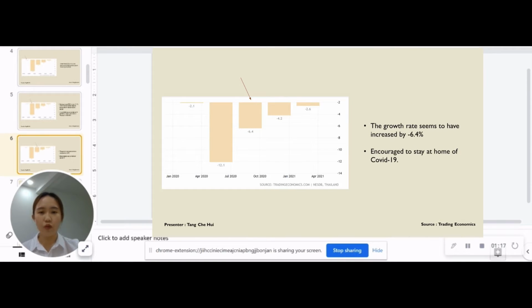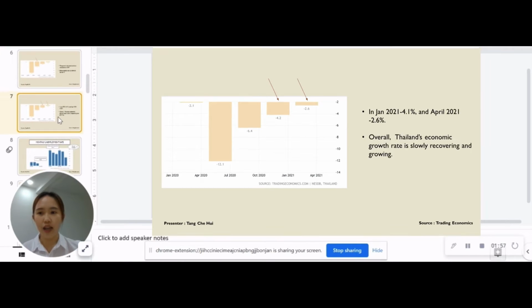For the next, the data is by October 2020, the growth rate seemed to increase to negative 6.4%. After that the growth rate had picked up better, so the economy is slowly moving towards stable growth due to regulation. During this period, people were encouraged to stay at home, and business activities were also forced to stop running to avoid the spread of COVID-19.